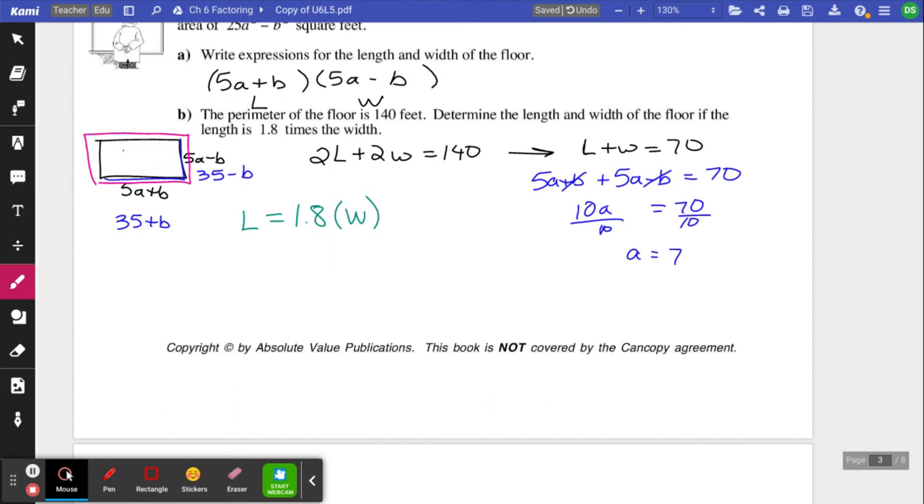All right. Let's just fill in what we have. What can we put in for L? 35 plus B. What can I put in for width? 35 minus B. Oh, look at that. We have an equation, we got some work to do, but we're pretty set now. So work nice, won't it?